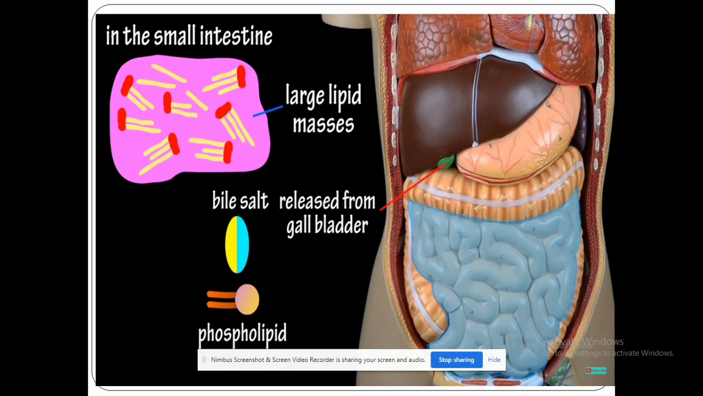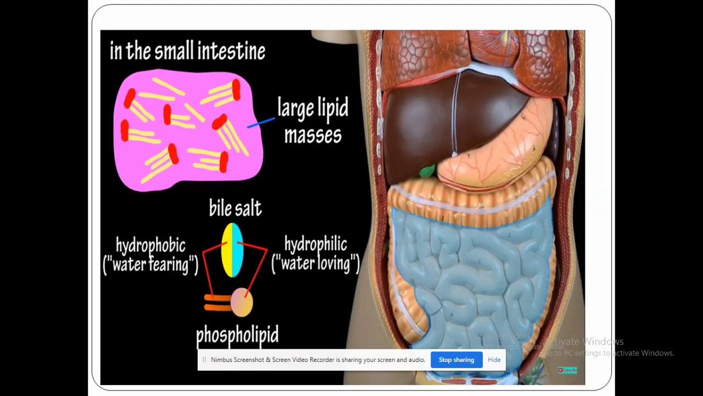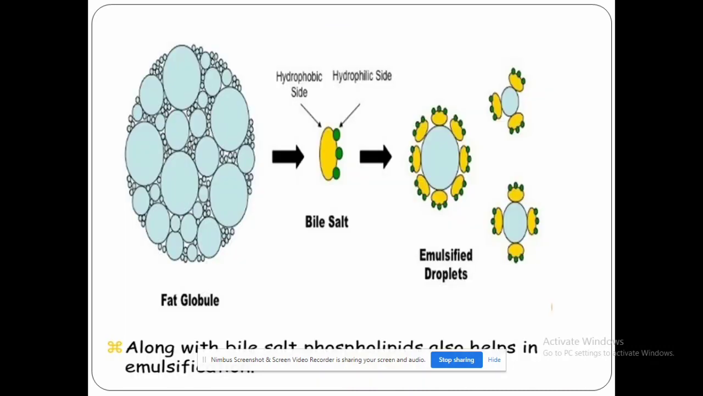The bile salt and the phospholipids have two parts, a hydrophilic part and a hydrophobic part. The hydrophobic part will combine with the large masses of the fat droplet and convert it into small droplets. This slide shows the bile salt has the hydrophobic and the hydrophilic part. The hydrophobic part will attach to the large droplet, and it then emulsifies it and converts it into small droplets.